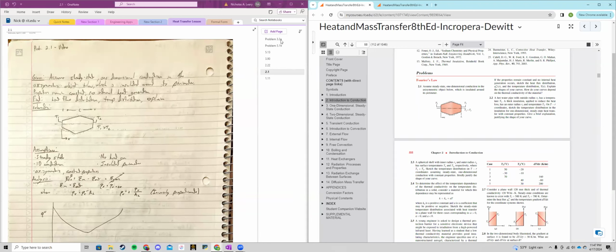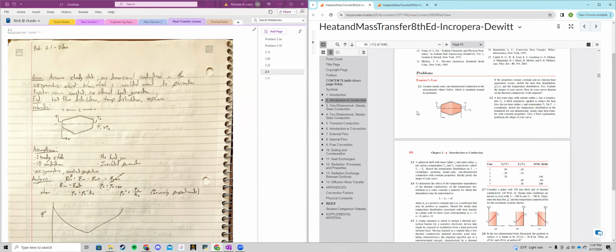Hello. Today we are going to be solving question 2.1 from the Heat and Mass Transfer 8th edition. This is going to be problems all on Fourier's law within the introduction to conduction section.